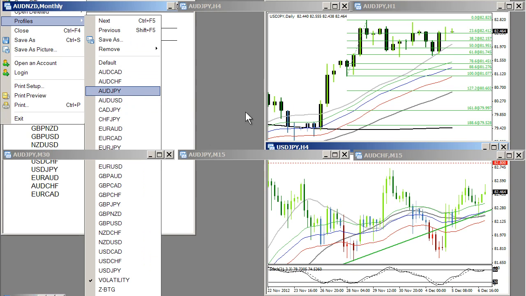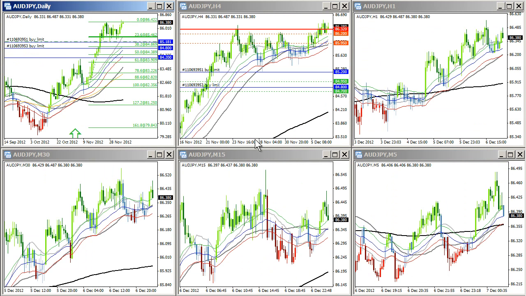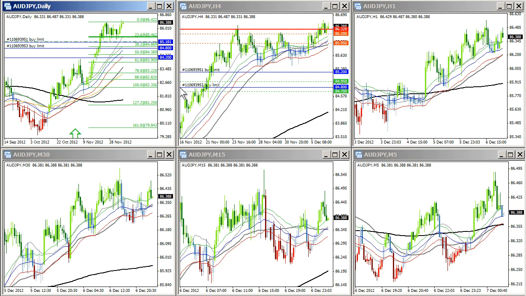Aussie yen, the 6 charts, the profile. So I have a profile for each one of the pairs that I trade. So the Aussie yen has been a pair that I have been looking at for a swing buy for some time. And you can see my buy limits are actually parked in this market right now. And I'm going to have to edit those, but they're there for now.